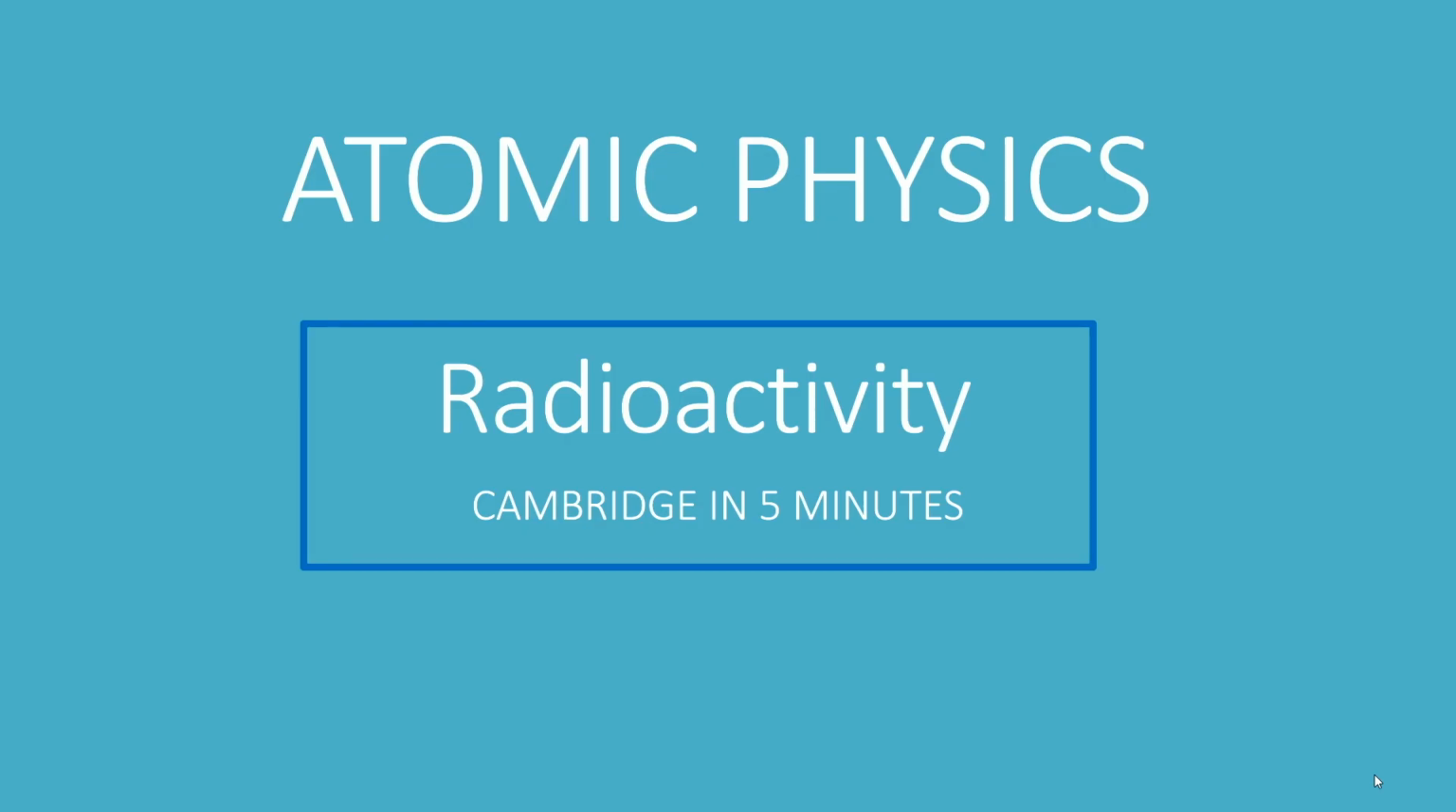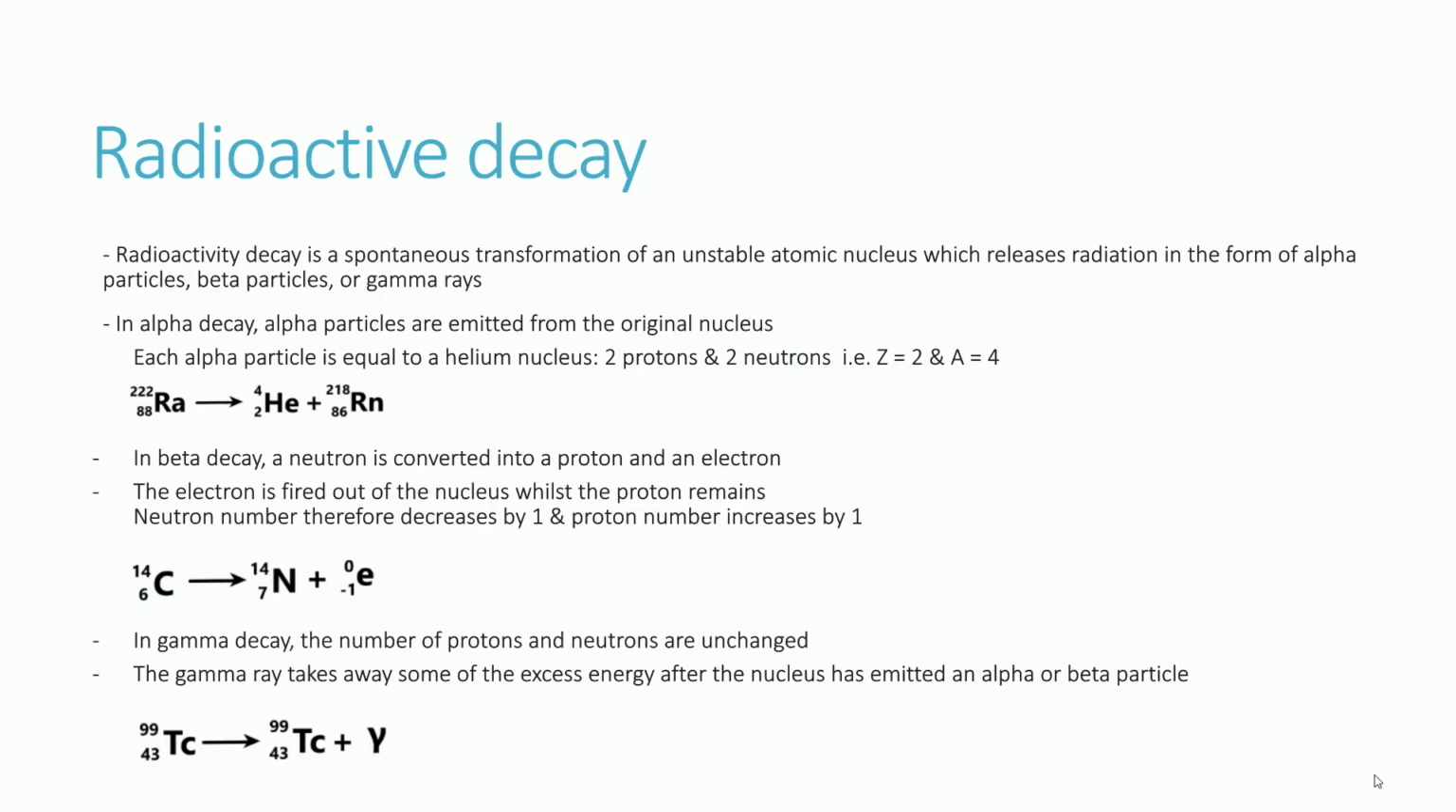So we're just going to have a look at radioactivity, which will be the very, very last part of this syllabus content. We're going to think about something called radioactive decay, which is basically a spontaneous transformation that occurs in an unstable atomic nucleus, which as a result releases radiation in the form of particles called alpha particles, beta particles, or gamma rays. So if an atom has a nucleus that is unstable, then it can try to stabilize itself by releasing this radiation, and that's radioactive decay.